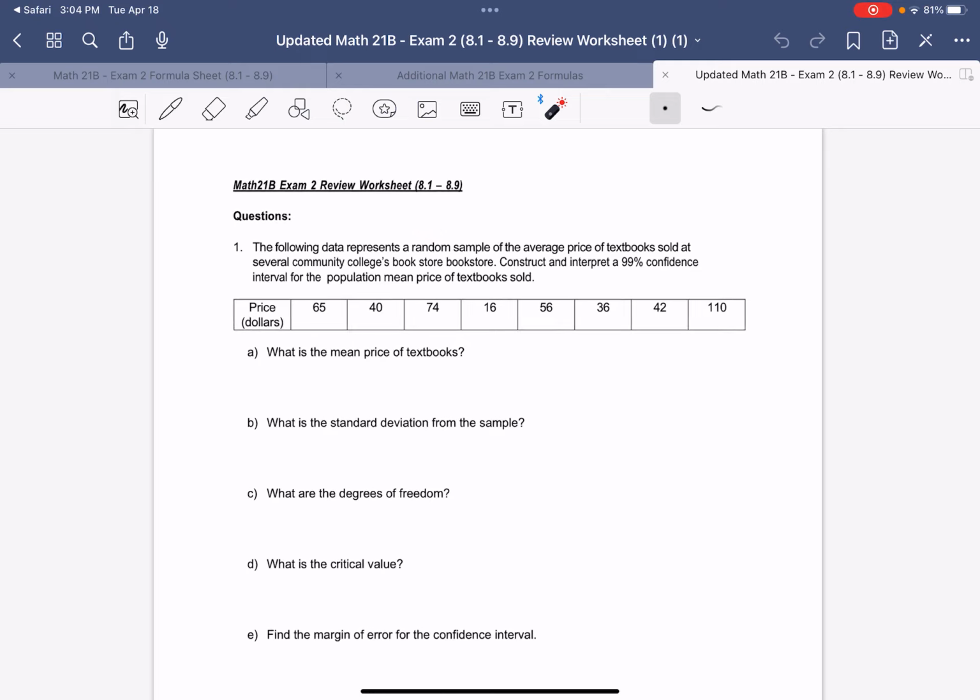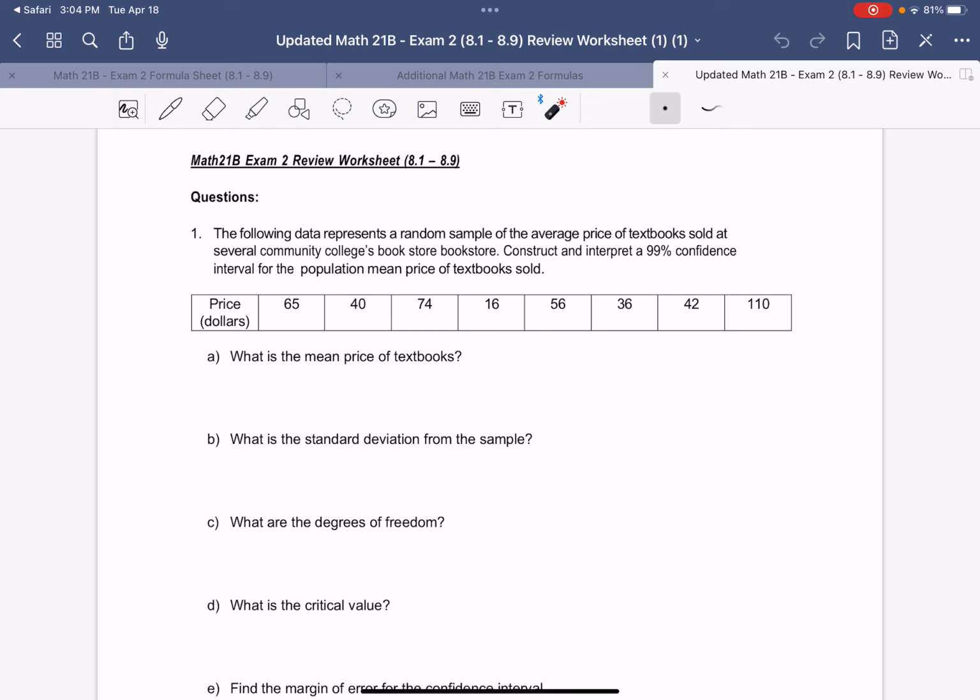If you recall, as I said in class, there were 6 different types of questions that we've encountered. Confidence interval and hypothesis testing for a single sample, a single population; confidence interval and hypothesis testing for paired samples, when you have 2 of them but they're paired; and then confidence interval and hypothesis testing for 2 independent samples. So those are the 6 different types of questions we can encounter, and we actually have 1 of each within this review.